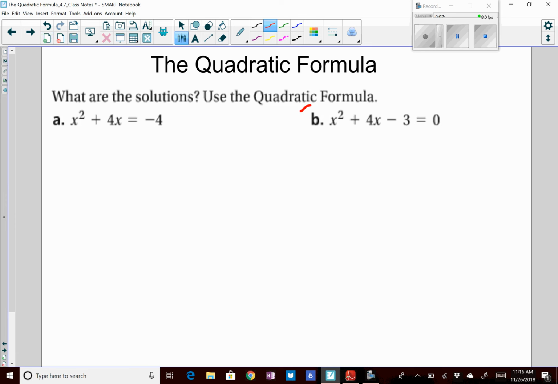All right, taking a look at part B here, we want to do the same thing. The equation is already in standard form. There's nothing that we need to do to change it around. So we want to next identify A, B, and C. So A is 1, B is 4, and C is negative 3. Once we identify A, B, and C, we'll write down the formula.